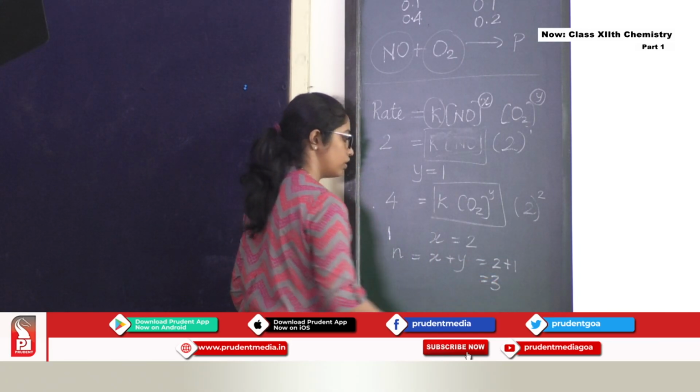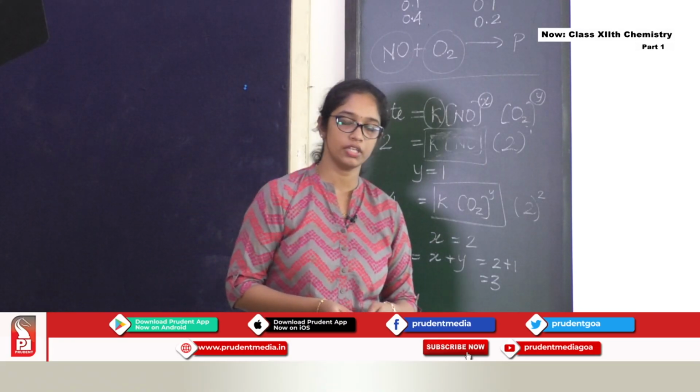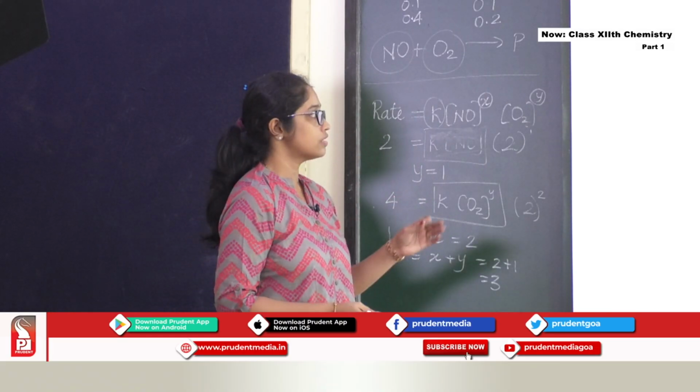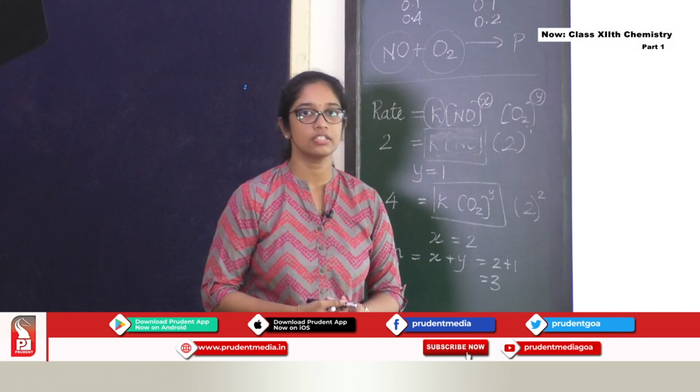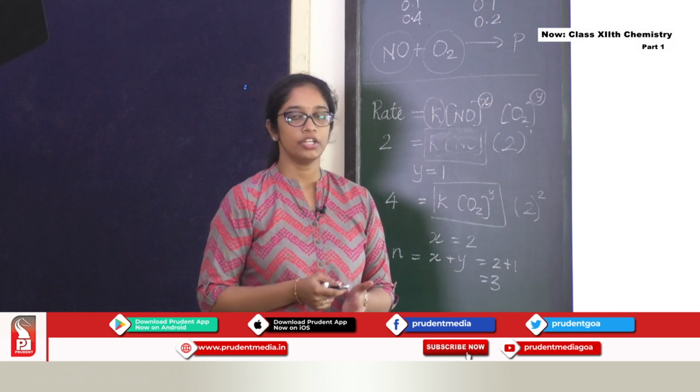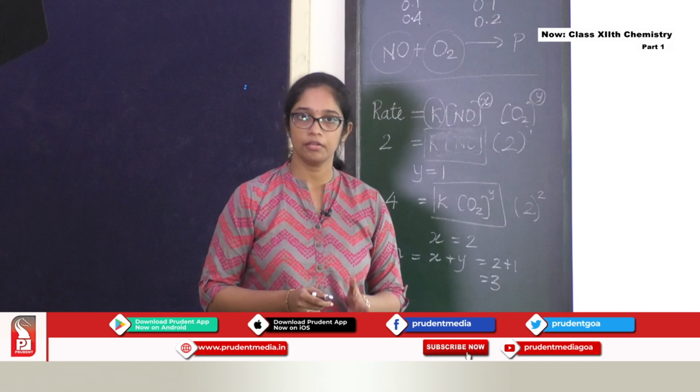So, the overall order is going to be 3. It's supposed to be a third order reaction. So, this is how order of reactions can be calculated. You need to understand that they are practically determined values.